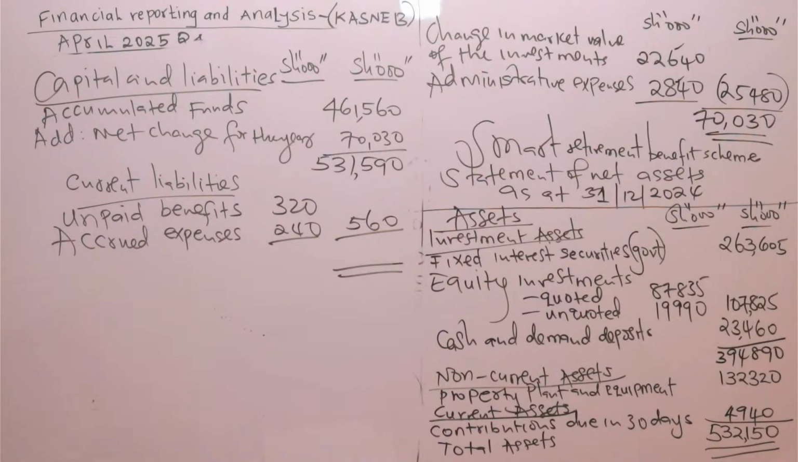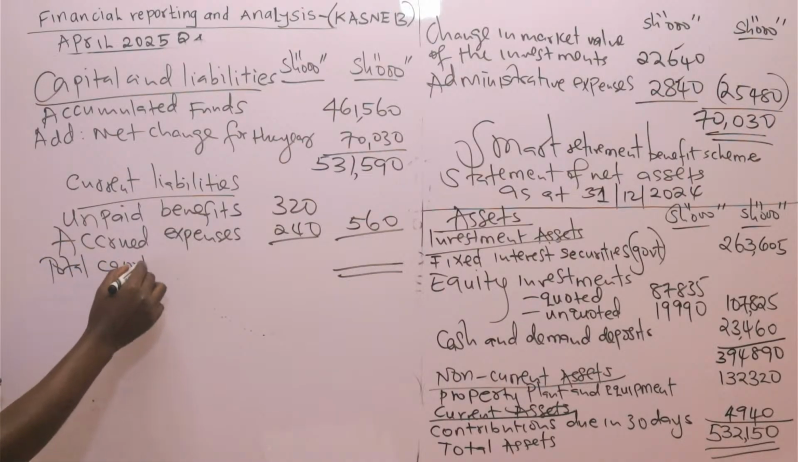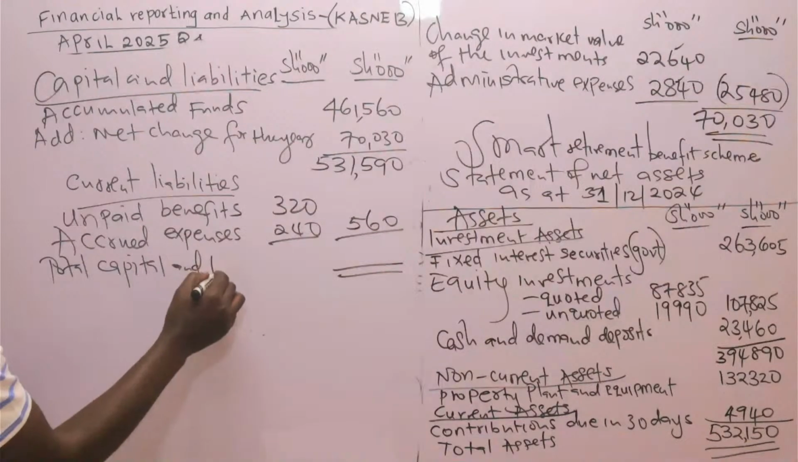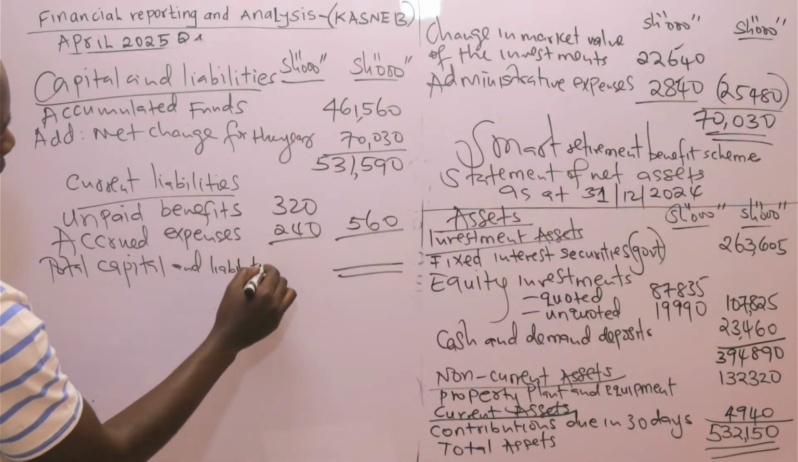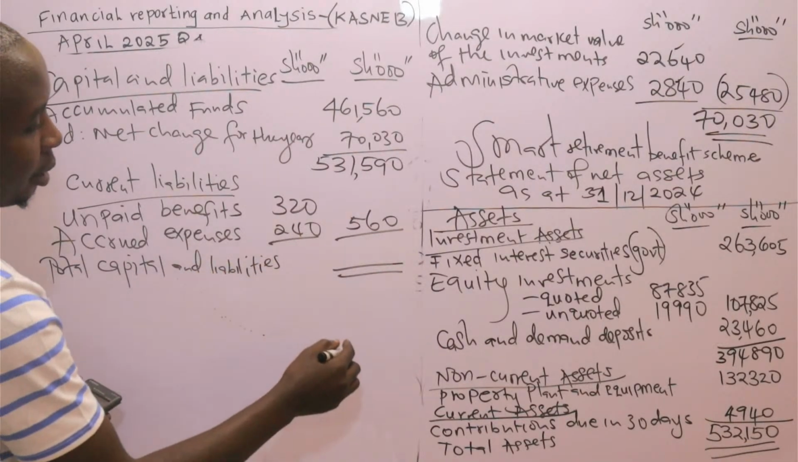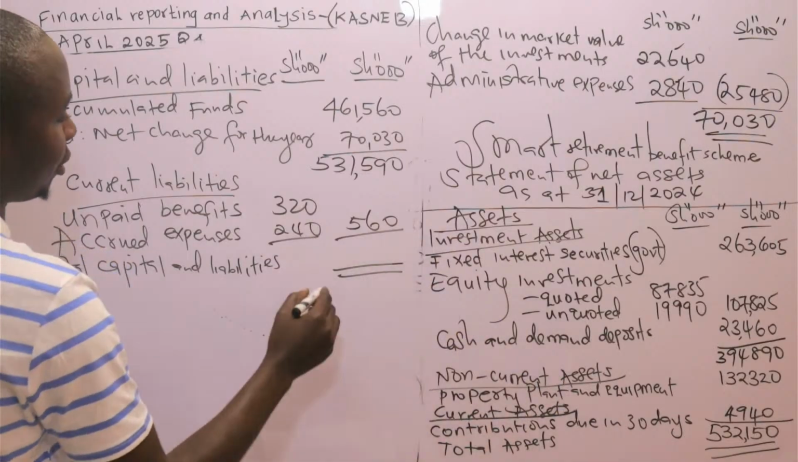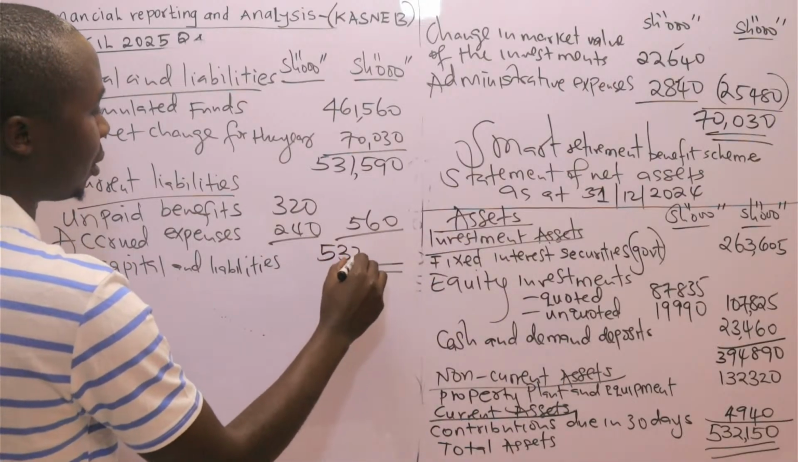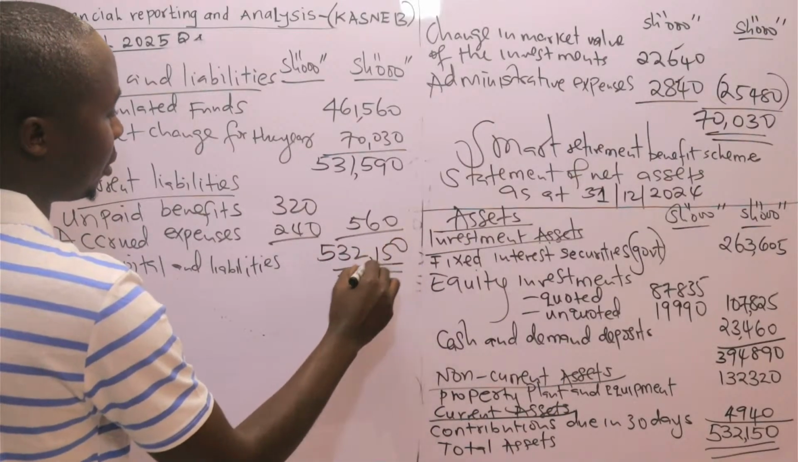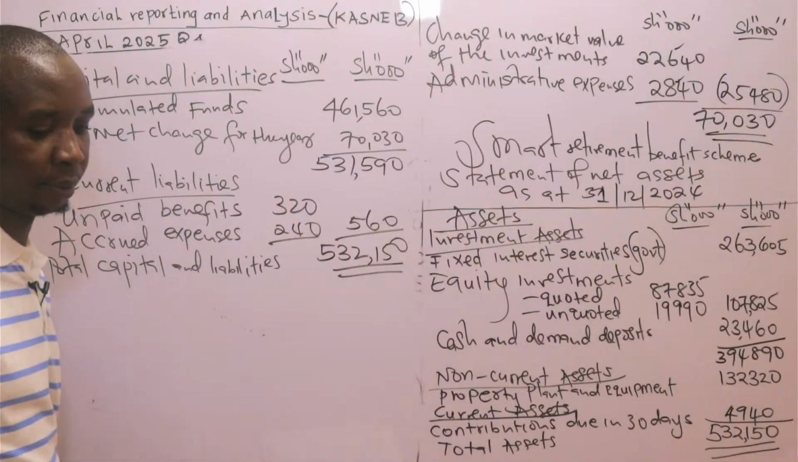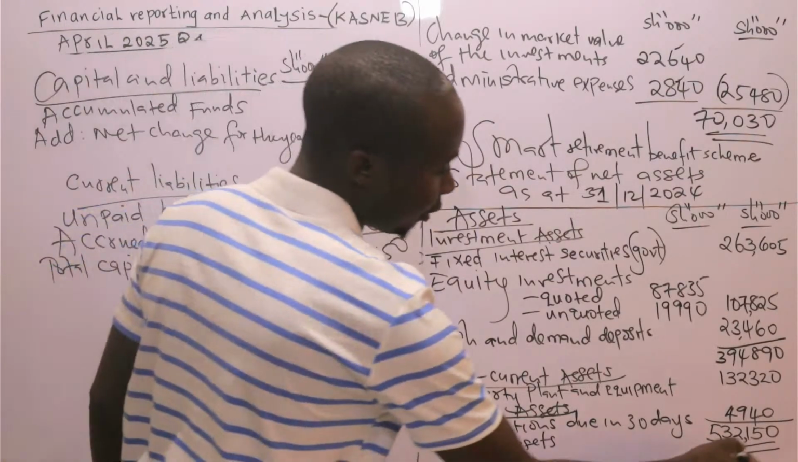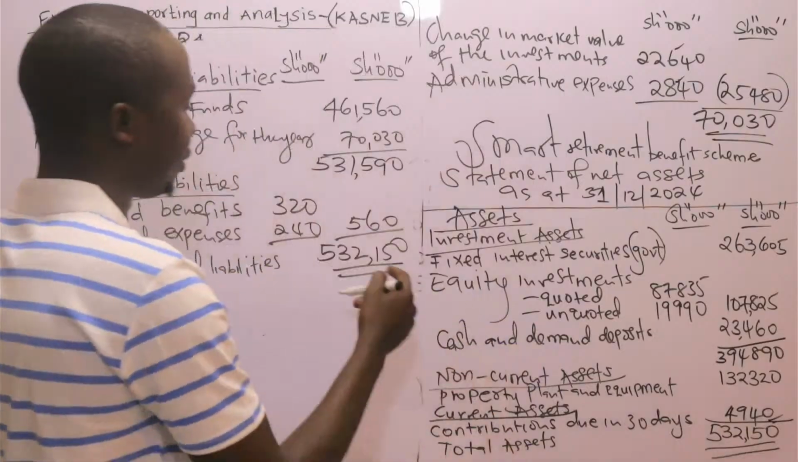So up to that point, 531,590 plus 560. So total capital and liabilities is the same as total assets of 532,150. You can see it's balancing at 532,150, 532,150.